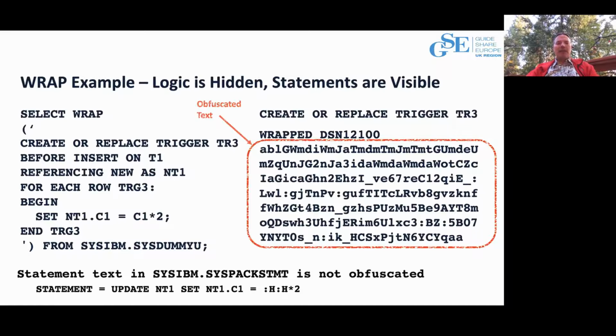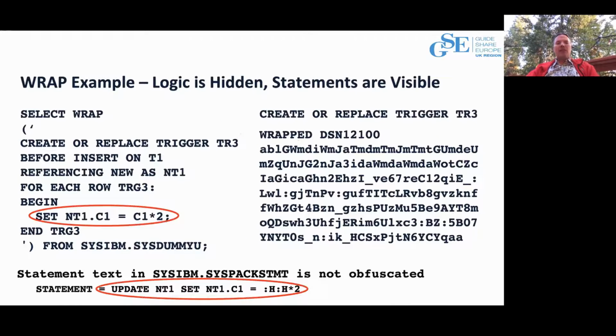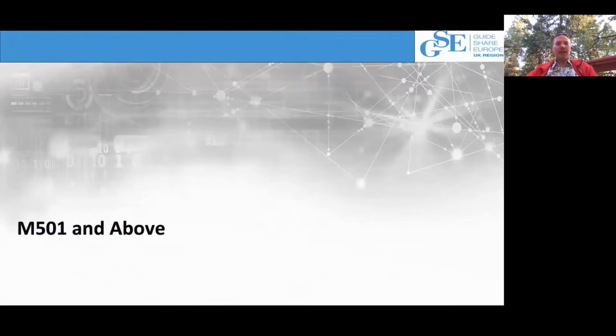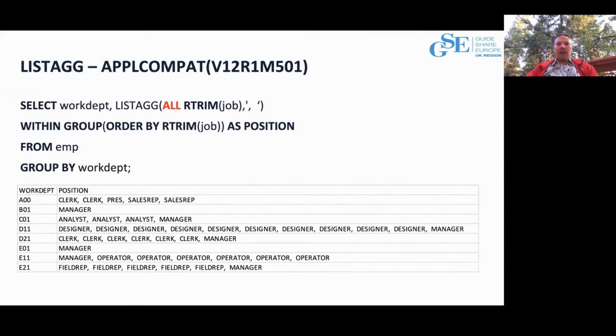If you really wanted to figure out how to reverse engineer it, you could. The other thing that I would say is that the SQL statements, just like for a normal COBOL stored procedure or something like that, they're not obfuscated. So if you go look in SYSPACKSTMT, you can see in this case, the function or the trigger executes the set NT1.C1 equals C1 times 2. Under the covers, that's rewritten as an update statement, and it's obviously visible in SYSPACKSTMT. So it's not complete obfuscation.